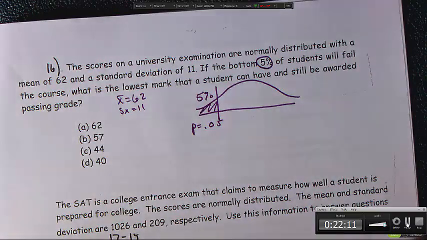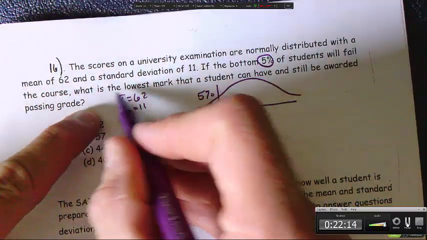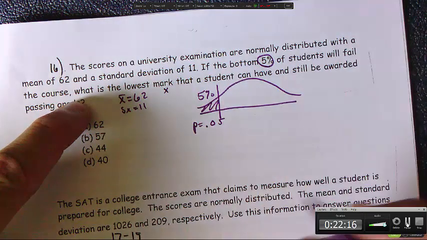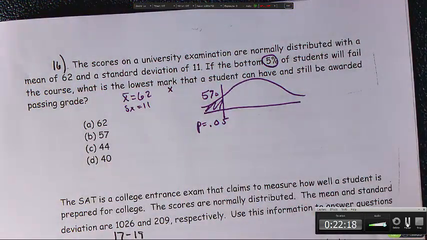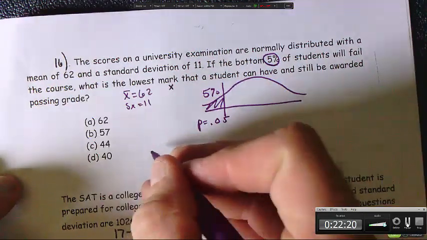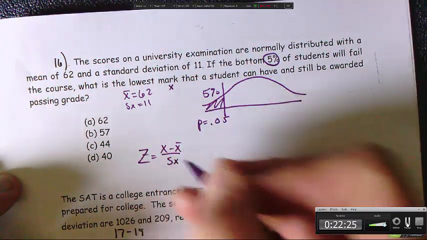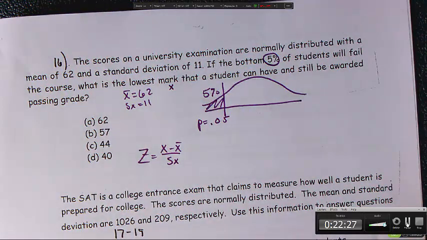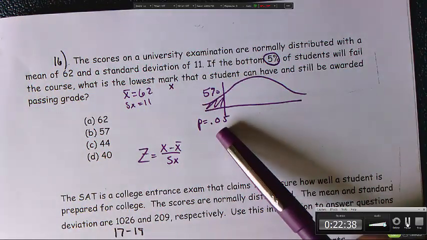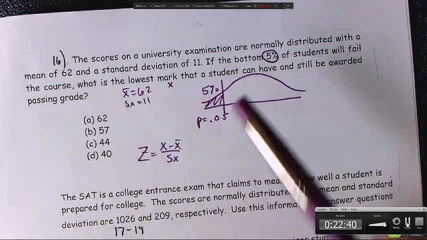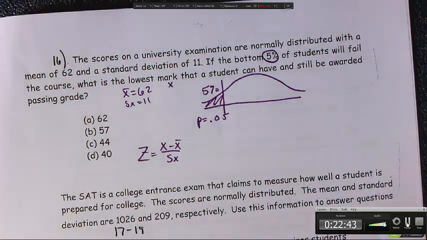So, it says, what's the lowest mark? It's asking for a score that a student can still have and be awarded a passing grade. So we're going to use the z-score formula. But in order to figure out a score, you've got to know the score's z. In order to find the test grade, you need the test grade z-score. In order to know a z-score, we have to have its corresponding p-value, which we do. That's where you go to that chart. I don't have one of those charts on me.